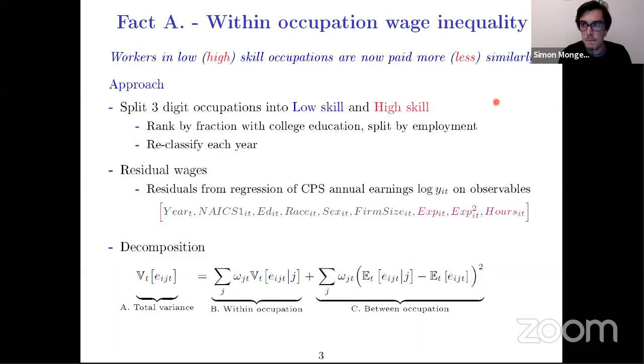Then, in rolling five-year windows, I'm going to run log wage regressions. I'm going to regress log earnings on a bunch of observables, including hours, so we can accommodate the fact that in high skill occupations, wages tend to be convex in hours, and we can strip out the residual. Again, I'm going to decompose the total variance of that residual into a piece coming from within occupations and a piece coming from between occupations. Simple. So this is what it looks like.